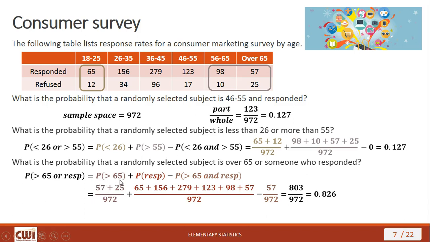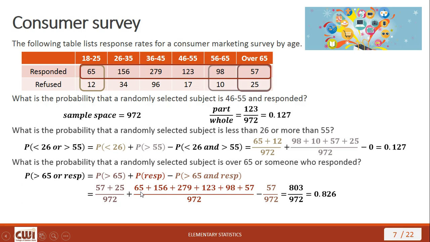So here's the numbers, and here's how it all crunches out. So the probability of being greater than 65, we're going to take the part, which is symbolized right here, over 65, the 57 plus the 1 plus the 25. That's the part for the over 65 event, divided again by the whole. Now we're going to add the probability of those who responded. That's this entire row right here, those who responded.